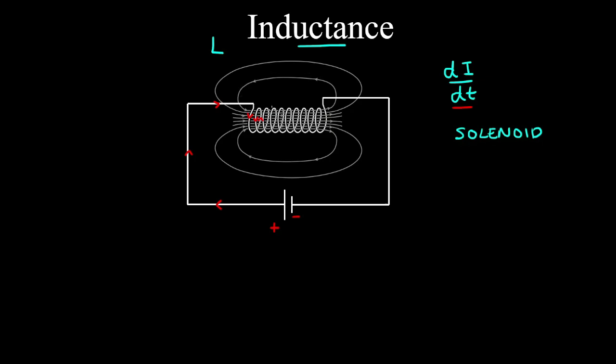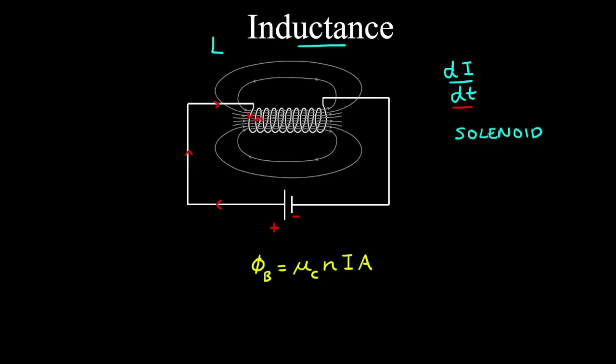So the magnetic flux that passes through a single loop is the magnetic field, which is the magnetic permeability of the core, by the number of turns per unit length, by the current, by the area of the core.